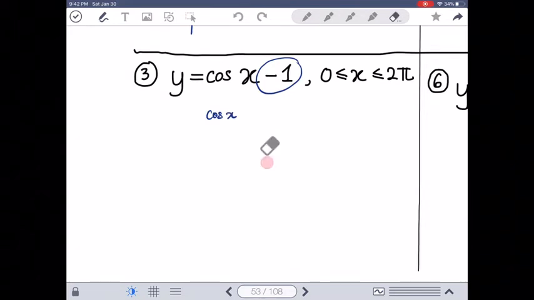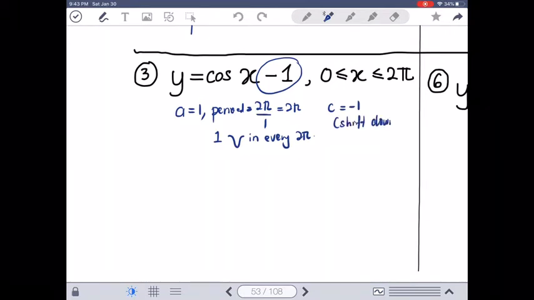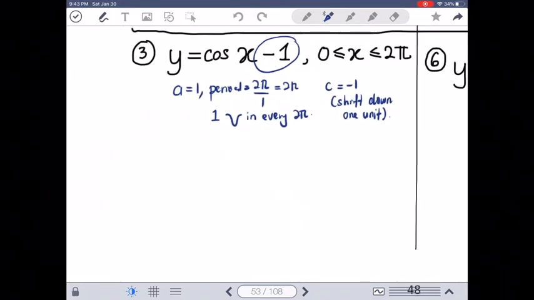So our A, obviously our A is equal to 1, and our period is equal to 2 pi over n. In this case, our n is 1, so it's equal to 2 pi. So we have one cycle in every 2 pi. And C is equal to -1, means shift down 1 unit. Okay. So we need to draw from 0 until 2 pi.